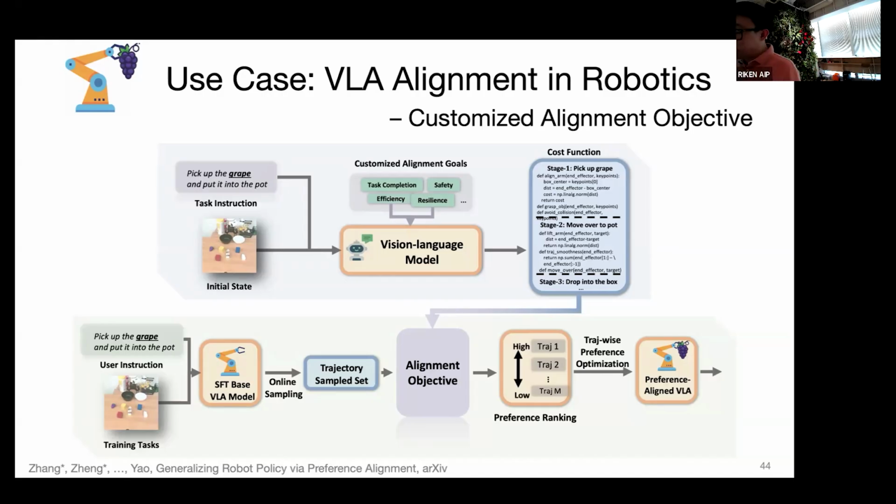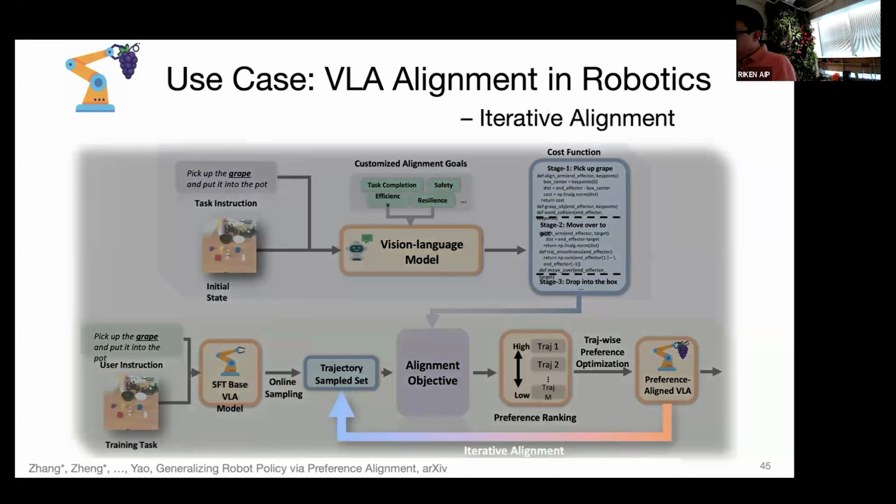We can see stage 1 here, for example, is picking up the grape, stage 2 is moving to the pot, and stage 3 is dropping into the box. So you have this kind of stage-wise reward model calculation for the cost function. And then we also use an iterative alignment to further improve the performance.